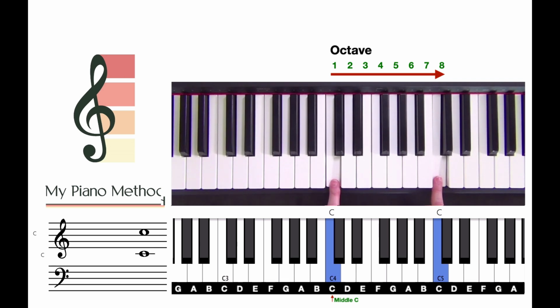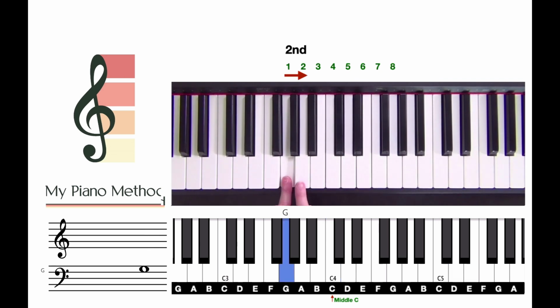And we can do this from any note. So if we start at G, G to A is a second, G to B is a third, G to C is a fourth, G to D is a fifth, G to E is a sixth, G to F is a seventh, and G to G is the octave. And we can always work this out from any note.